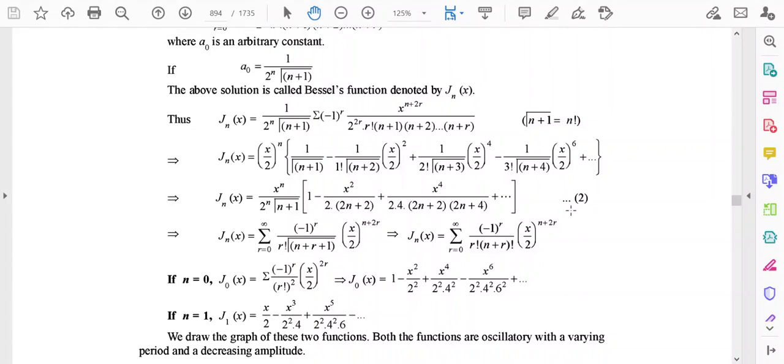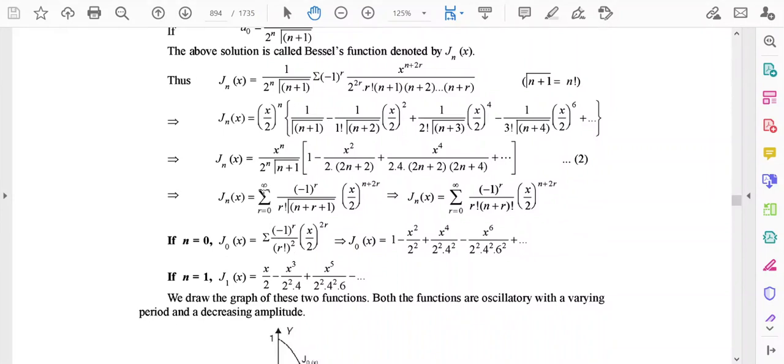After this, equation 2 can be written in generalized summation format. It is the sum from r equal to 0 to infinity of (minus 1) to the power r divided by r factorial gamma n plus r plus 1, times (x by 2) to the power n plus 2r. We can check by putting different values of r. First put r equal to 0, then we obtain the first term, then put r equal to 1 and you obtain the second term. You can check term by term, and you will observe that putting different values of r in this expression gives the different terms in equation 2.